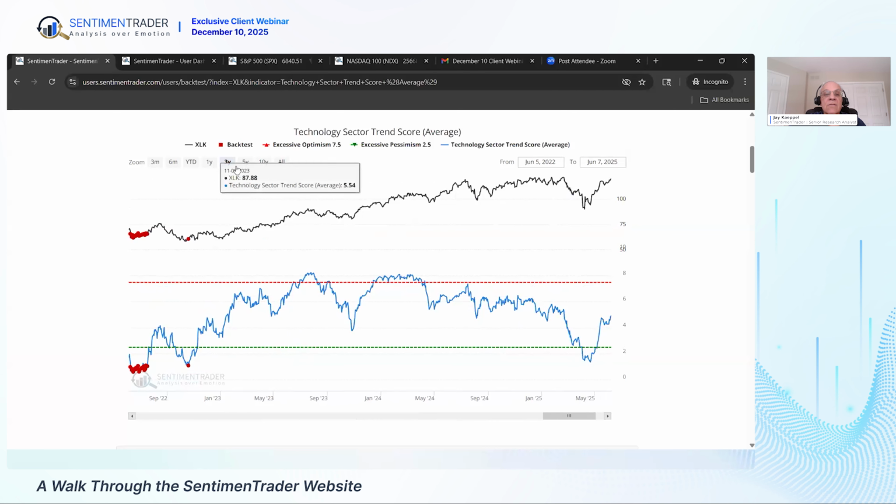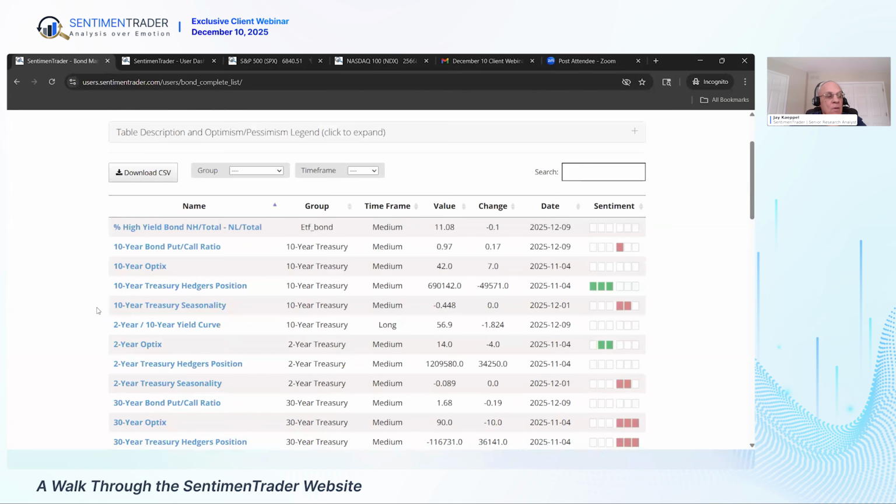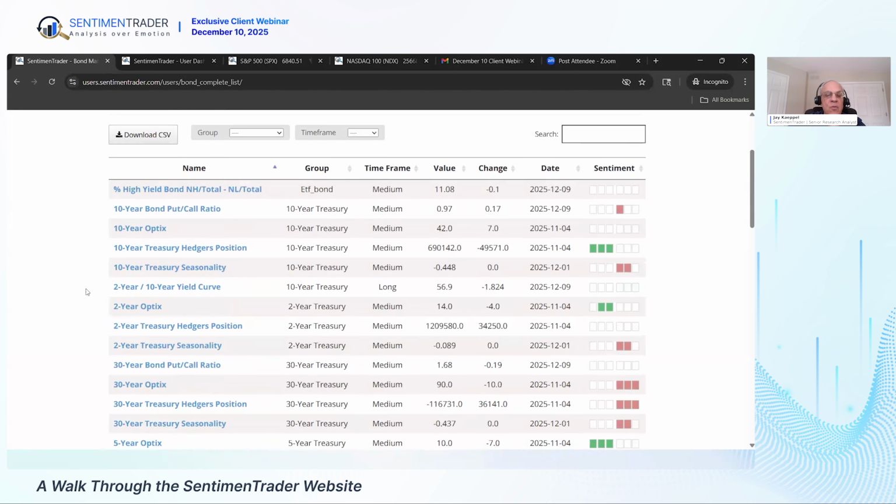Two more things that I just want to cover very quickly. The bond indicator list. So I'm actually going to run over a little bit today. I hope that's okay, because I still have to get to questions. But I want to show you a few more things here.